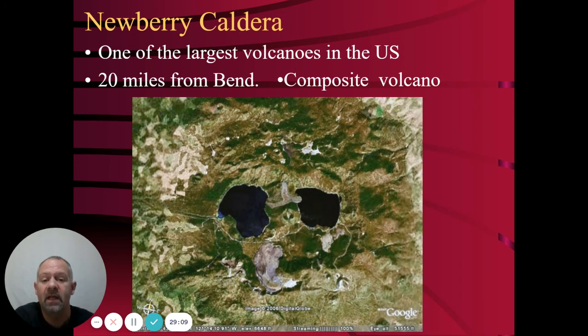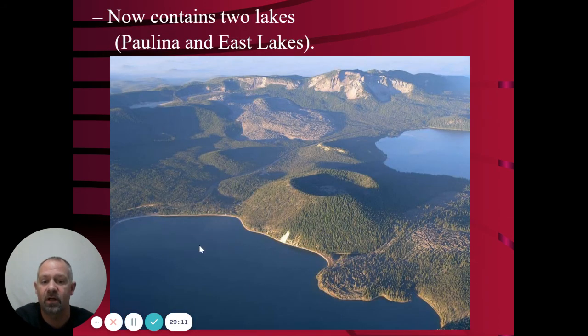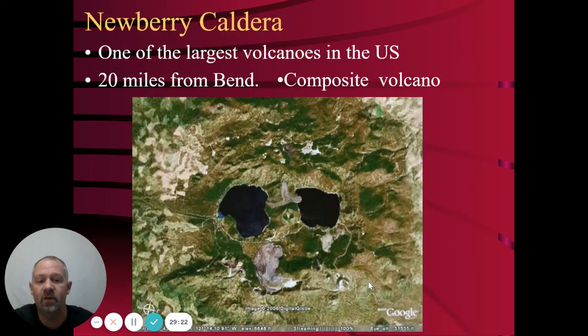It's so big. It's got 2 lakes in the Sun River. Okay, right here, Paulina Lake and East Lake. And you can see this is a small little cinder cone. Right over here is what's called Big Obsidian Flow. So there's a huge obsidian flow that you can go and visit and hike through, where you're just walking in these huge chunks of obsidian.